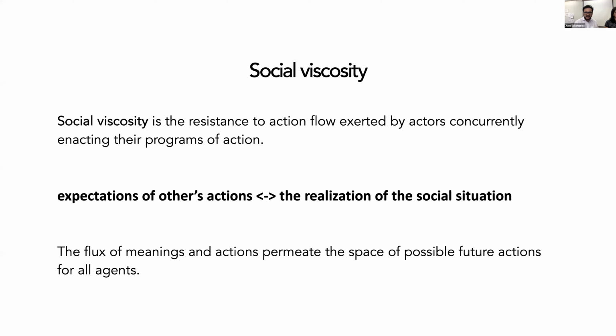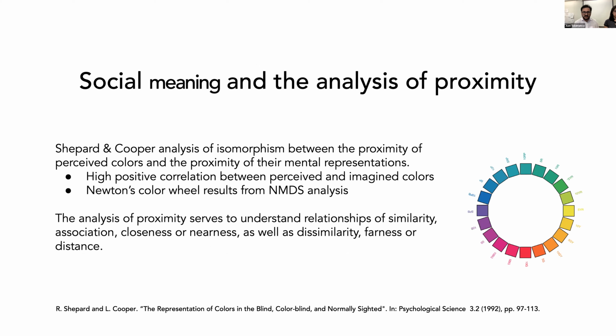Technically, we define social viscosity as the resistance to action flow by actors that completely enact the problem of action. By contrasting expectations of other people's actions and their realization of the social situation is how we measure social viscosity. The magnitude of that viscosity is essentially the magnitude of the adaptation I need to make in order to sort out conflicts with others. Our case is a simple model of color, or the analysis of color proximity.